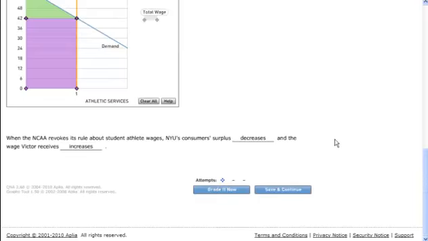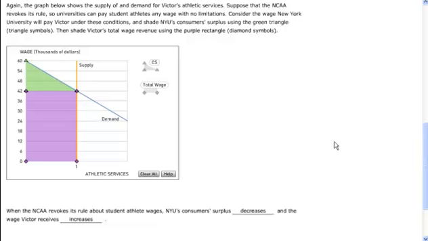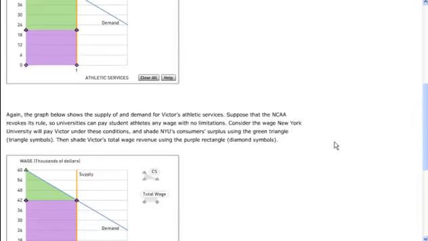So that's how you would work through a supply and demand question where we're looking at consumer surplus.